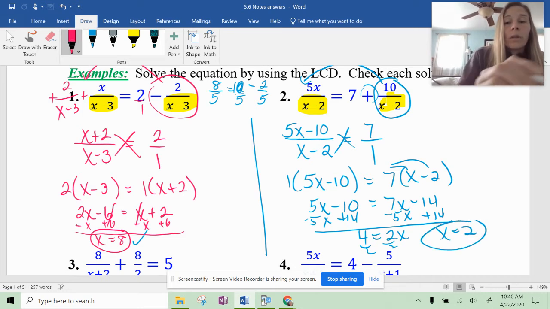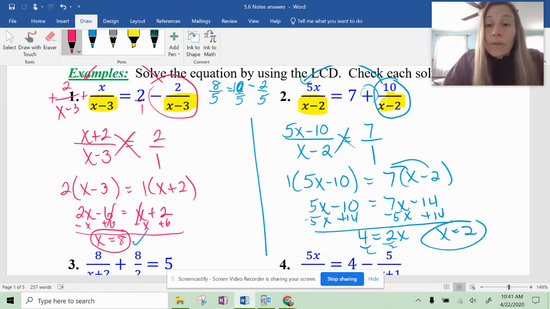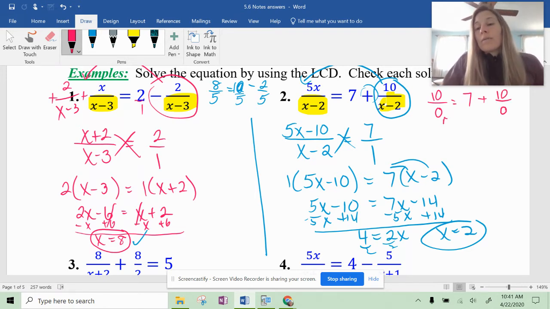If you want to plug it in and check it to see if it's extraneous, 5 times 2 is 10. 2 minus 2 is 0. On this side, we have 10 over 0. Now, when you have 0 underneath, what does that mean? That means it's undefined.